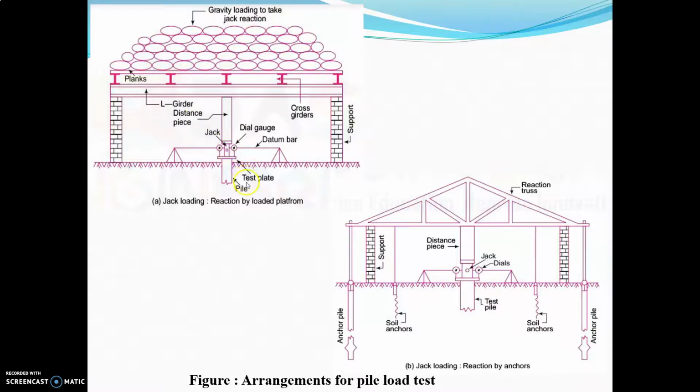Here you can see this is a jack, and this is a test plate, and this is a pile. These are the supports provided. So this is the reaction by the loaded platform, and here it is through the trusses or anchors. So this is a reaction truss through which the load is passed to the test pile. This is a test pile. Here you can see these are the soil anchors. The load is transferred through the soil anchors. These are the anchor piles.